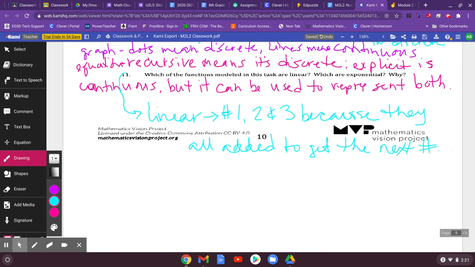1 added 8 each time for every box. 2 added 13 for every downloaded book. 3 added 6. What was 3 was, 3 books every minute. So it was 180 every hour. So it added 3 books a minute, 180 an hour. Continuous. Oh, sorry, we're not on that one. It's exponential.